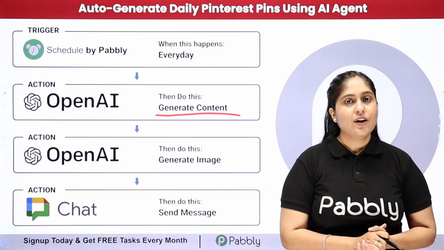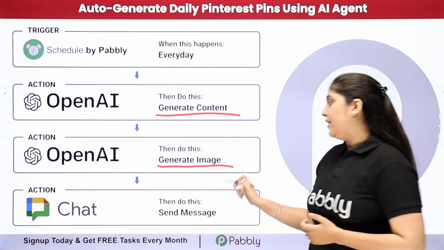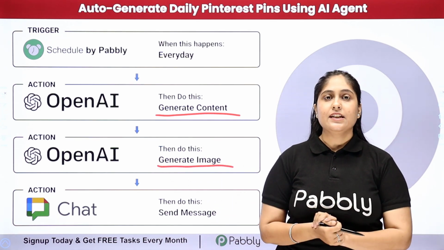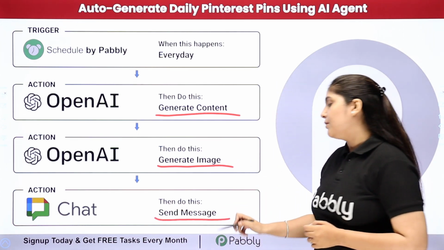And after generating the content, automatically it should generate the image as well. And after generating the image, automatically all the details should be shared as a new message on my Google Chat space so that my team can review it.